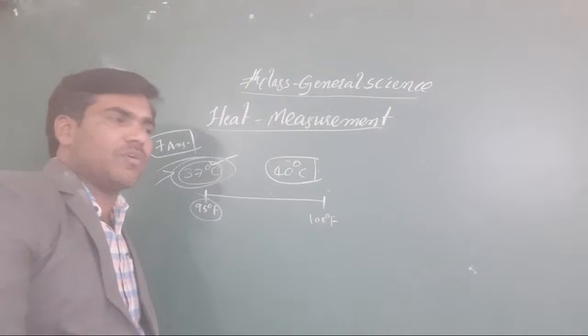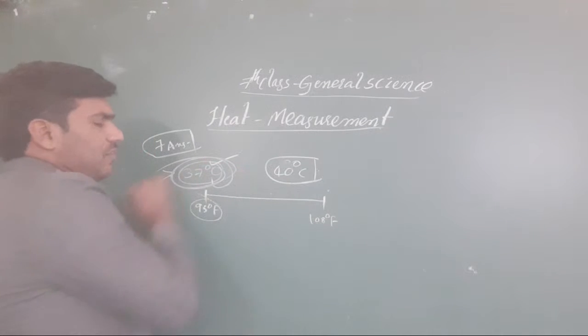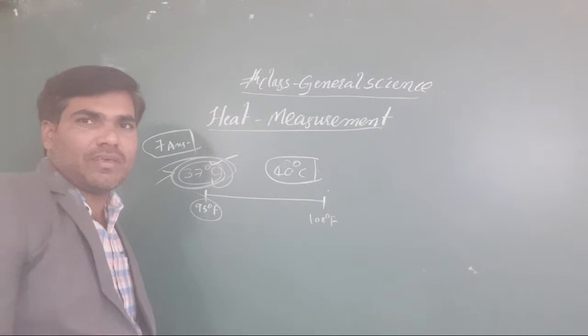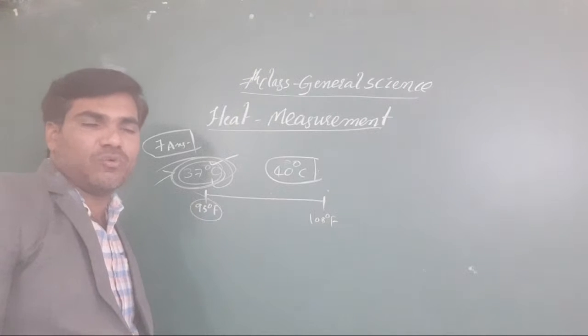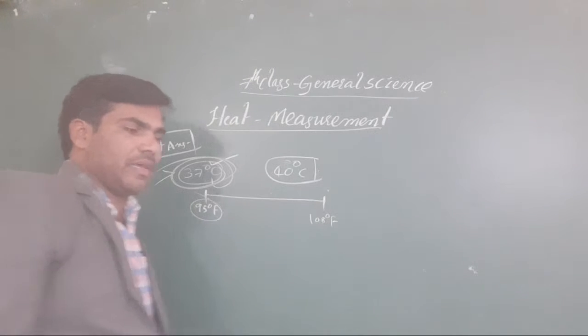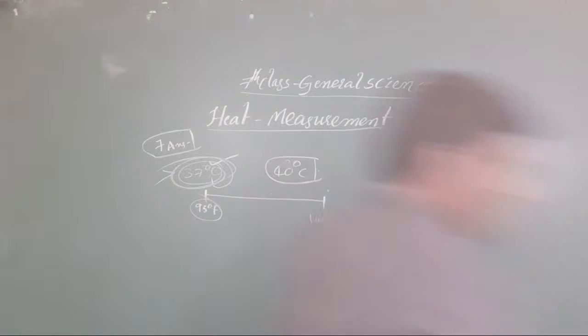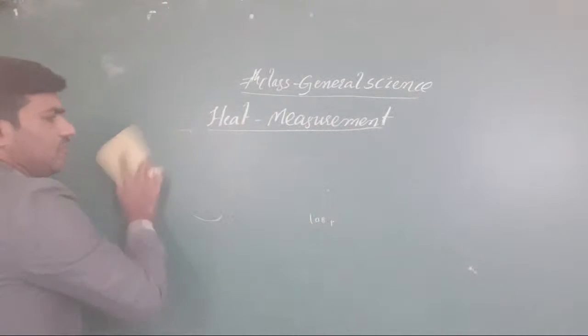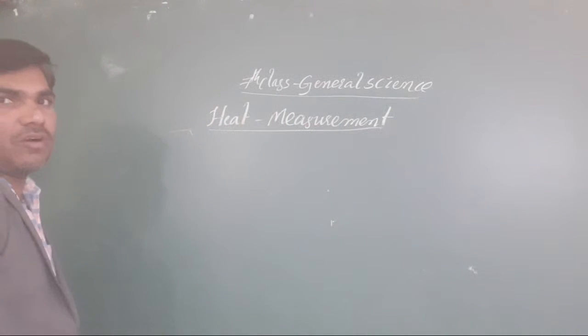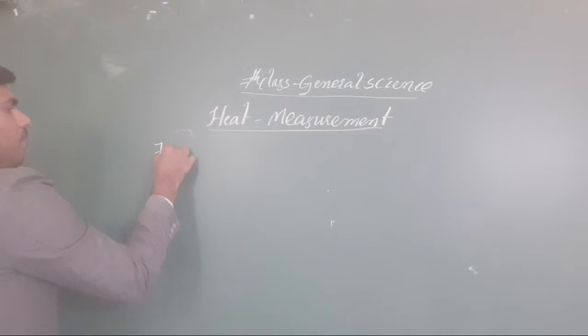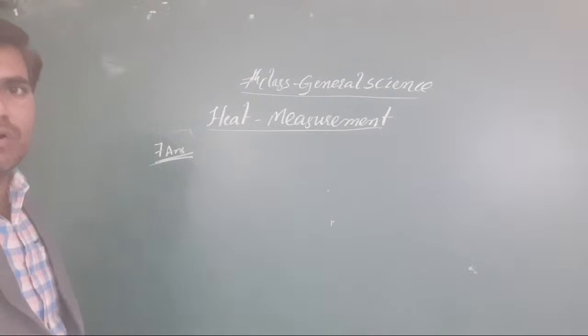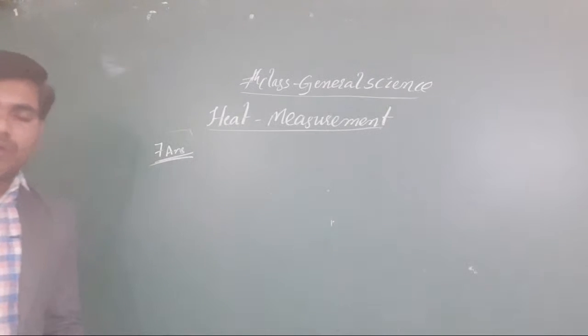Why? Because our body contains nearby 37 degrees centigrade temperature. That's why we do not use our clinical thermometer for measuring the temperature of hot water, it is not useful. Which one? Our clinical thermometer. Got it or not? Now come to here.